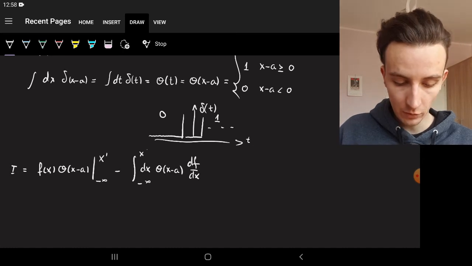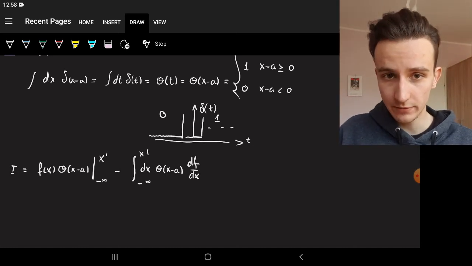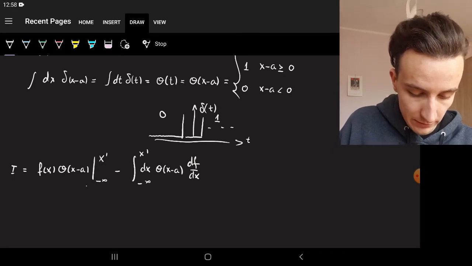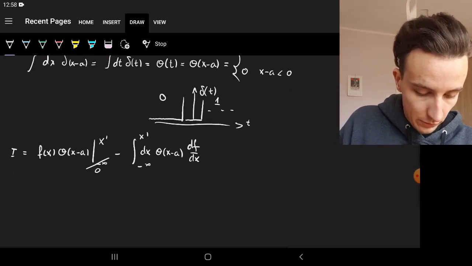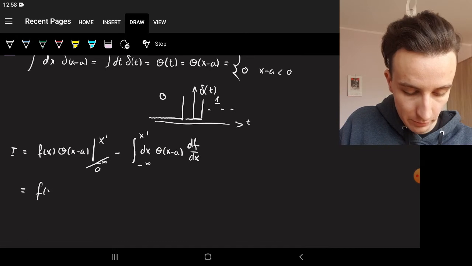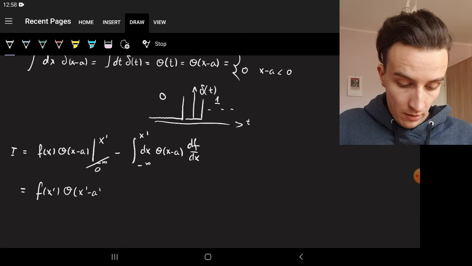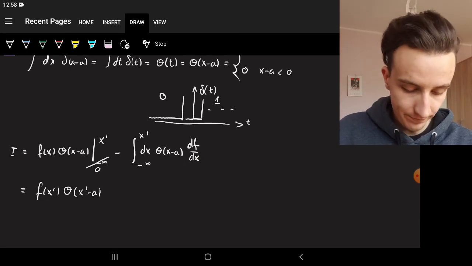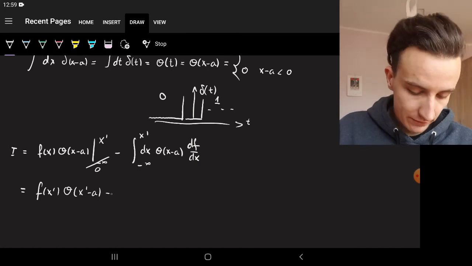Now theta of minus infinity minus a is just theta of minus infinity, so this part is 0. We're going to include x prime, of course, because x prime could be anything. Theta of x prime minus a. And obviously, if x prime is less than a, we're going to have 0. But we'll leave that for later.